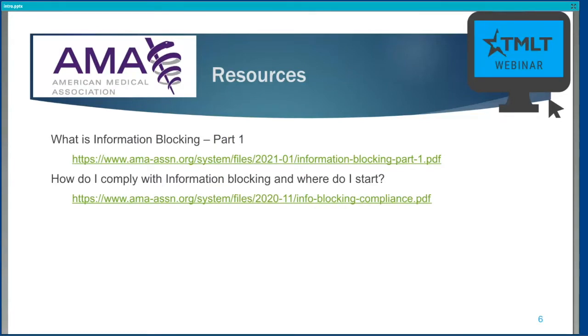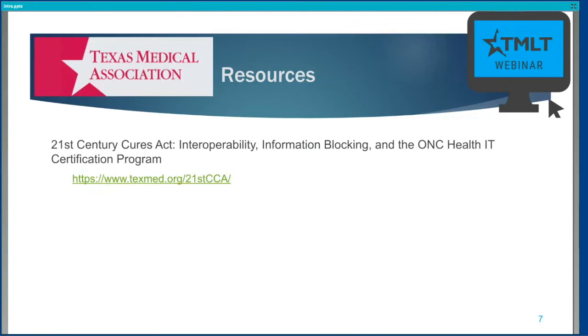The AMA has two white papers that you may find helpful. The first is, what is information blocking? And the second, how do I comply with information blocking and where do I start? Also, the Texas Medical Association has dedicated a page on their website to the 21st Century Cures Act, Interoperability, Information Blocking, and the ONC's Health IT Certification Program, and that can be found on their website.